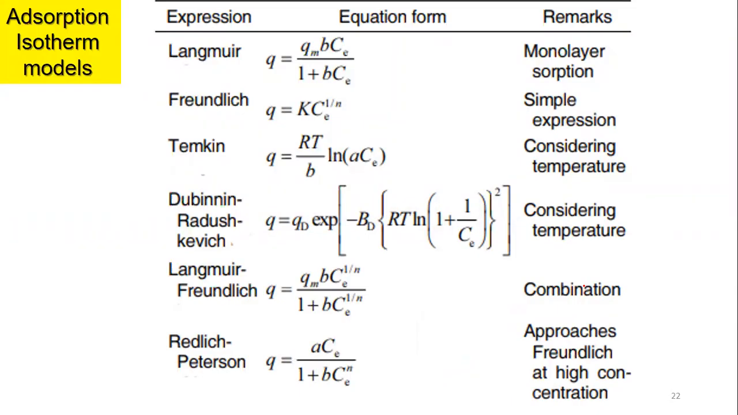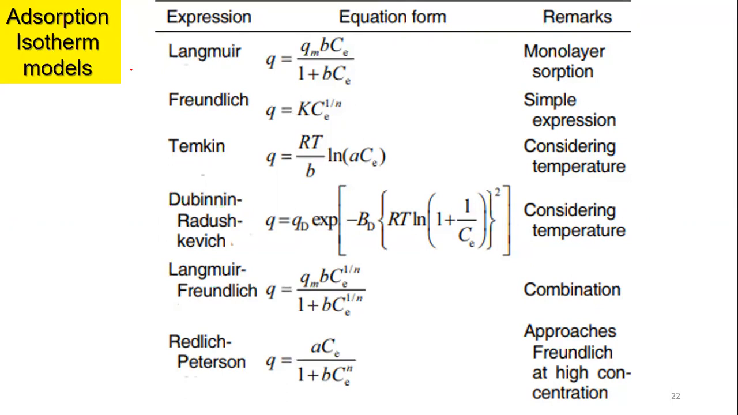Now, these are different models which are discussed in different review papers. As I told you, there is a review, not recent, published in 2010, and that author has mentioned a lot of models like the Langmuir model, Freundlich model, Temkin model, DR model, Dubinin-Radushkevich model, then the Langmuir-Freundlich combined model, and then the Redlich-Peterson model. So there are different models, and every model has some meaning.